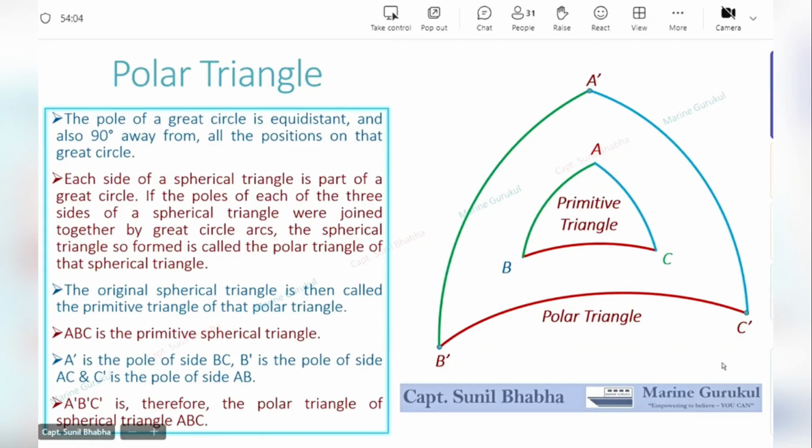Any doubts up to here, beta? Yes, sir. One doubt, sir. Go ahead. This angle at A and the angle at A dash, will they be same, sir? No, beta, they will not be same. They will be different. Okay, sir. Okay, beta. Great. Very good.